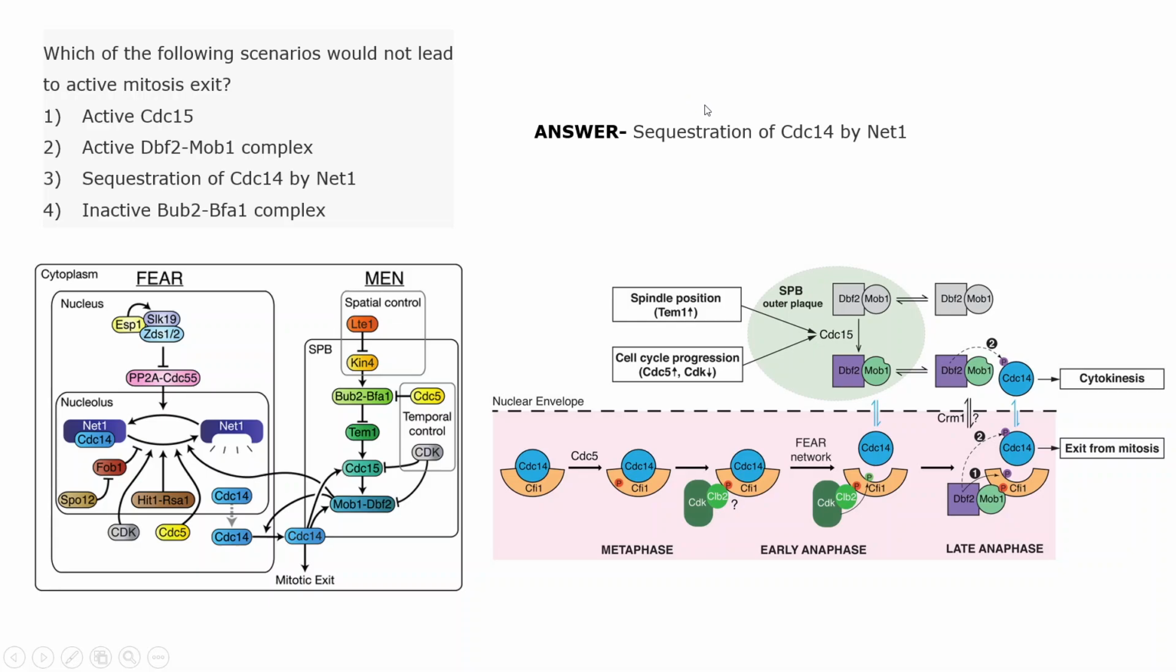It doesn't need to sequester net1, because net1 is the inhibitor of CDC14. If it is sequestered to net1, it won't allow mitosis exit. It needs to separate itself from the net1 in order to become active, leading to active mitosis exit. So I hope this answer is clear. So anyone has any doubt?